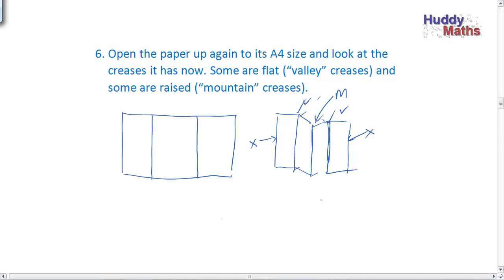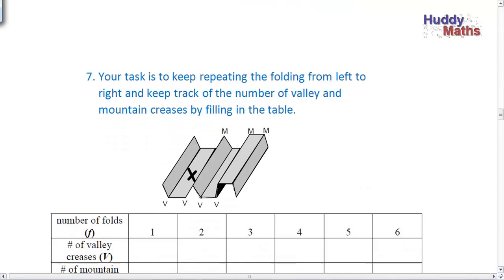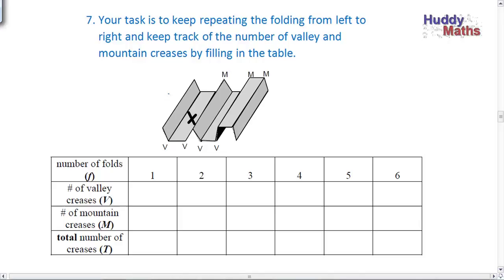So come down, let's have a look. I think I've got the picture here. Yeah, there we are. Now, every time you fold it, you don't count the ends. Only the creases. And keep it that side up. There's your X. So the first crease and the second crease in this one were valleys. And then there's a crease sitting up here, that's a mountain. Then the crease down the bottom, valley, valley, mountain, mountain.